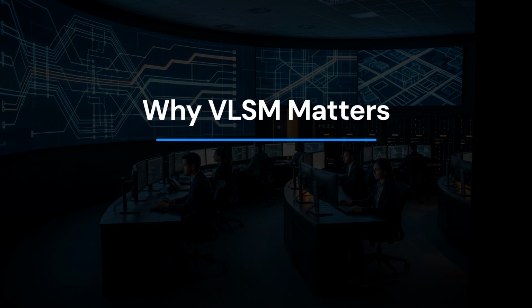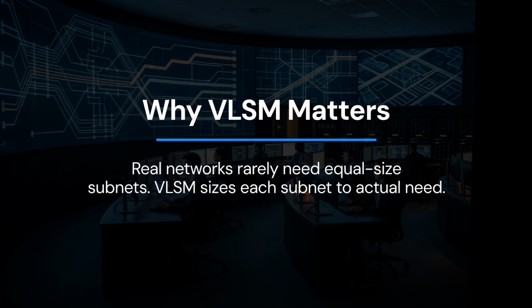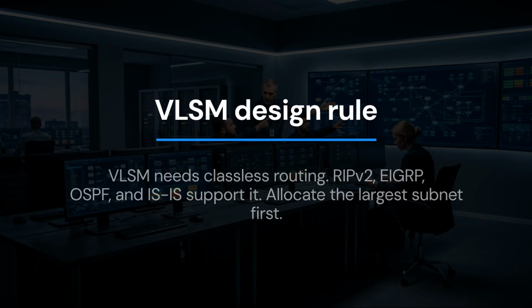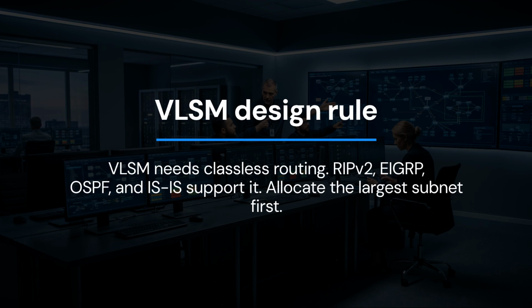Real networks almost never need every subnet to be the same size. That's where VLSM comes in. And it's the technique that turns subnetting from theory into design. If every subnet is the same size, small segments waste addresses. VLSM fixes that by letting you assign different masks to different parts of the same network based on real host needs. To use VLSM, your routing has to be classless. Protocols like RIPv2, EIGRP, OSPF, and IS-IS support it. And when you design, always allocate the largest subnet first.